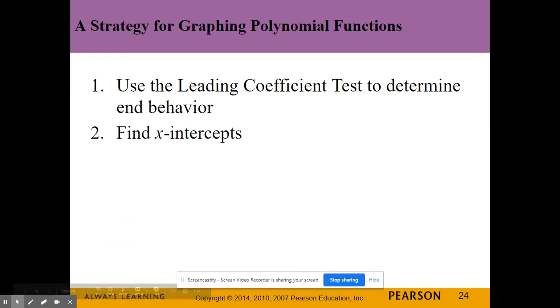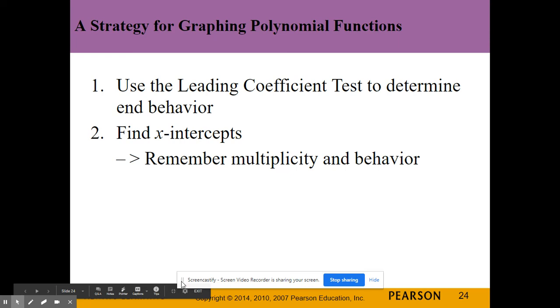The second thing is you're going to find the x-intercepts. So that's just solve whatever it is that you have, right? So we'll do that by hand in the example, but you could also use your calculator and see where the x-intercepts are that way as well. And then remember the multiplicity and the behavior, meaning when you do solve, if the multiplicity is even, it's going to touch and turn around. If the multiplicity is odd, it's going to pass through.